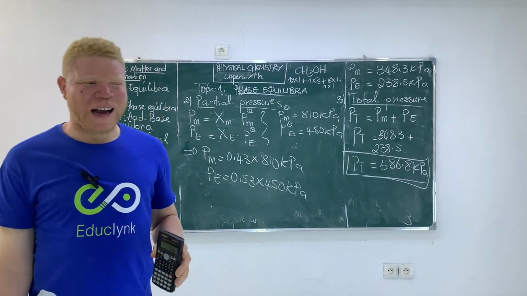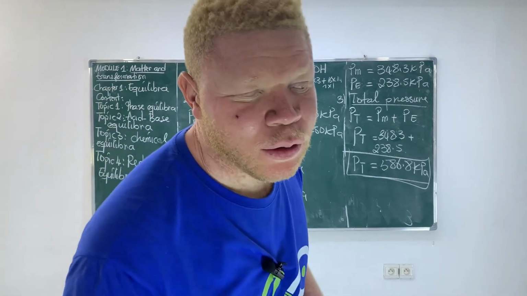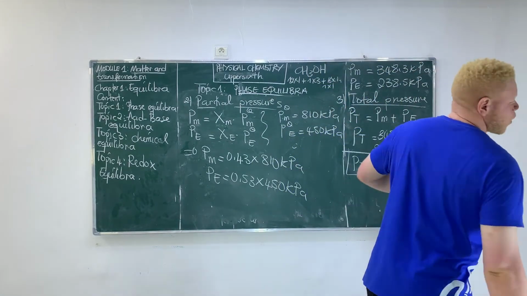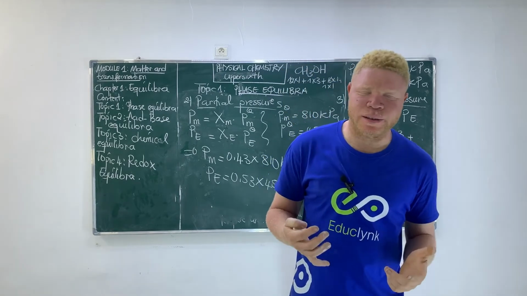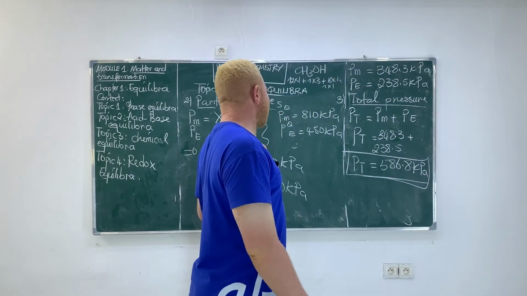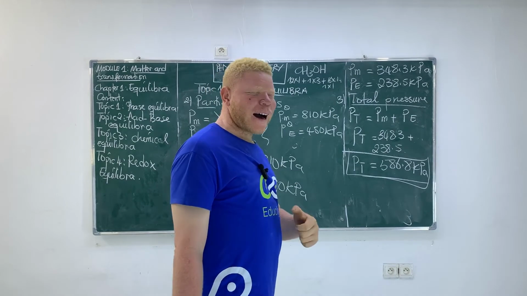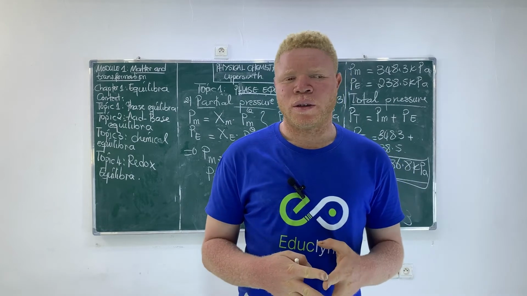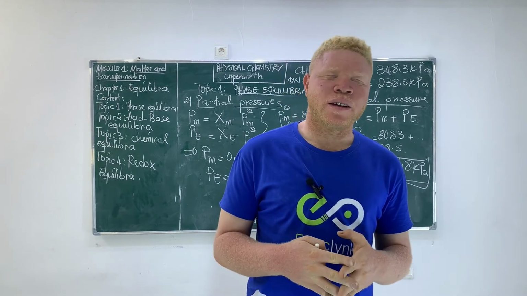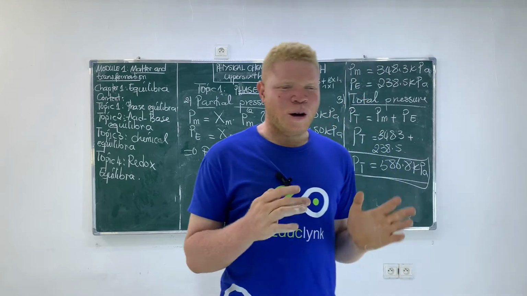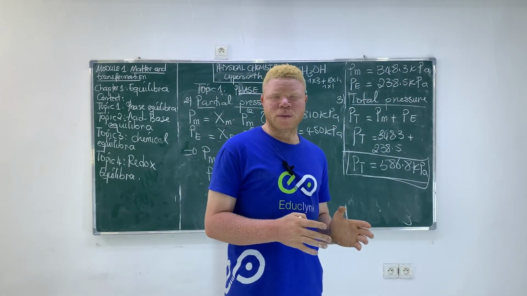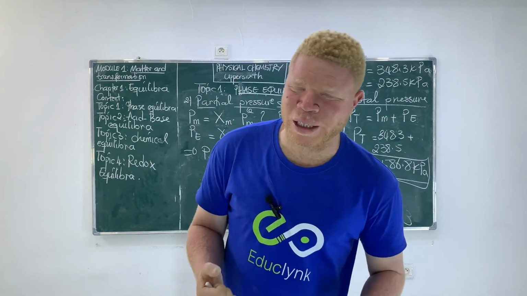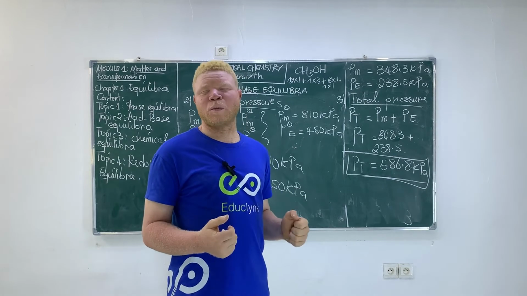So now we're going to talk about ideal solutions. Ideal solutions are usually solutions or mixtures in which the components are successive members of the same homologous series, like a mixture of methanol and ethanol. All of them are alcohols. So in that case, we are going to talk about an ideal mixture. The components of the same homologous series have similar chemical properties because they have the same functional group.